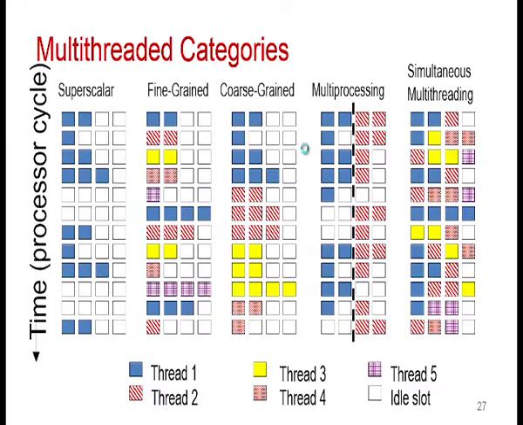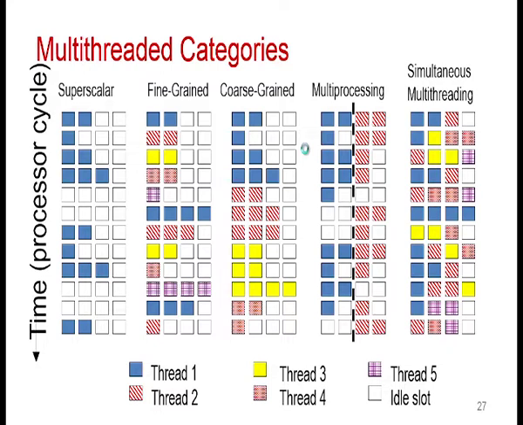This gives you a pictorial representation of the different types of multiple issue architectures that we have looked at. The leftmost one shows a superscalar architecture. Superscalar architecture is basically a multiple issue architecture which can be statically scheduled or dynamically scheduled.